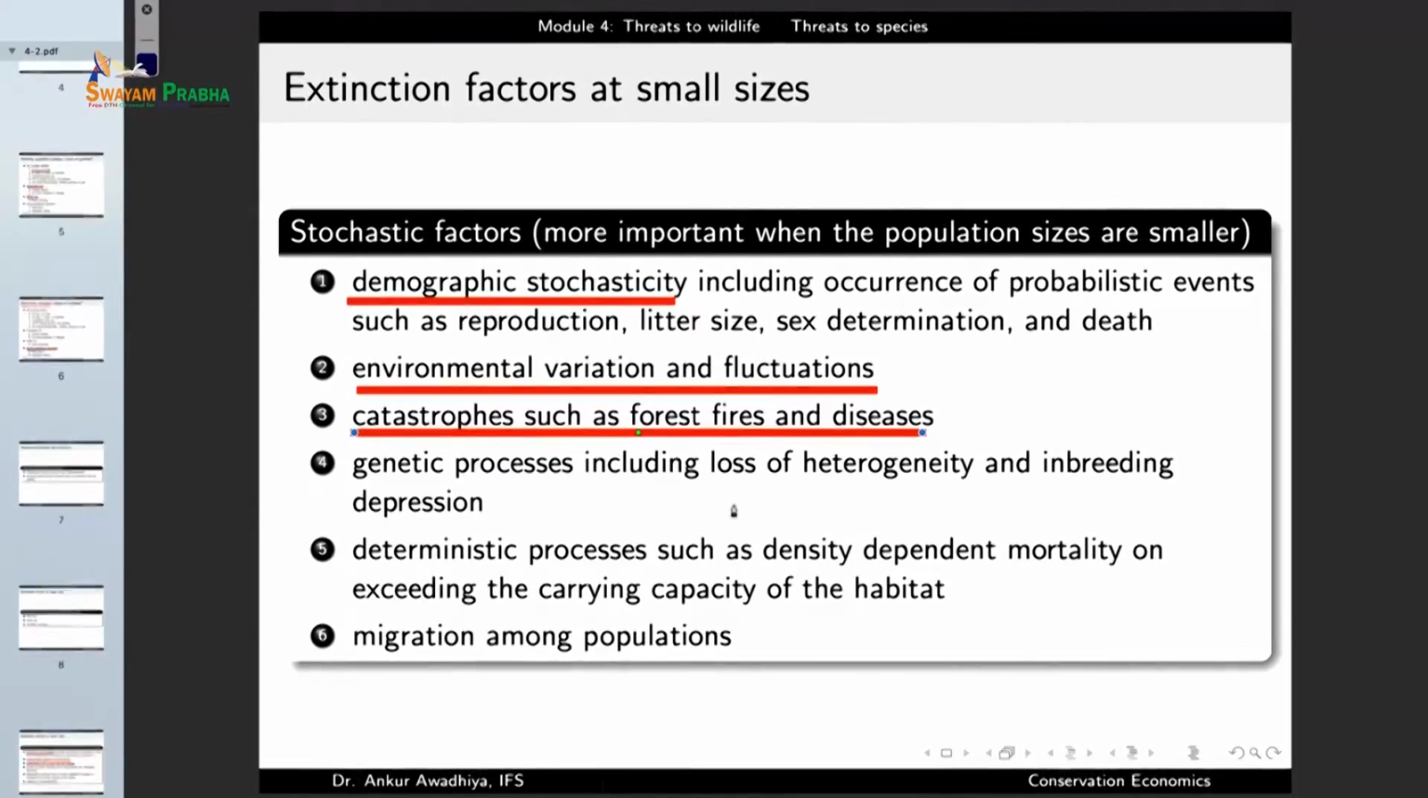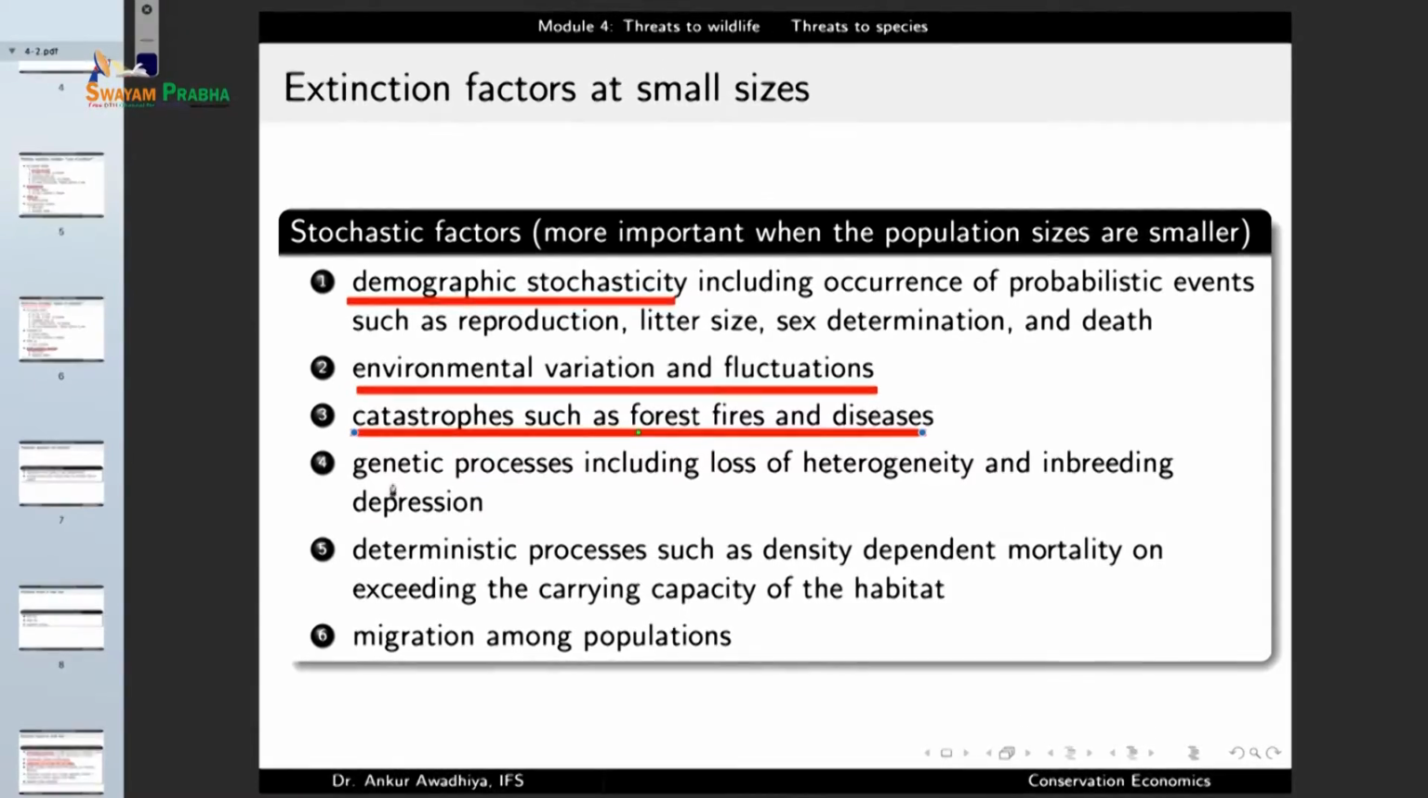These are also much more important when we talk about smaller populations because we are talking about the perishing of a large number of individuals from the smaller populations. So this would push these small populations to such small states that probably the population will not be able to come back to its original state.